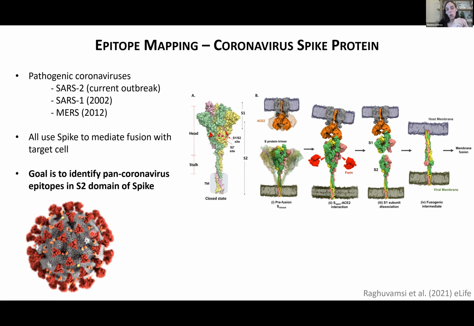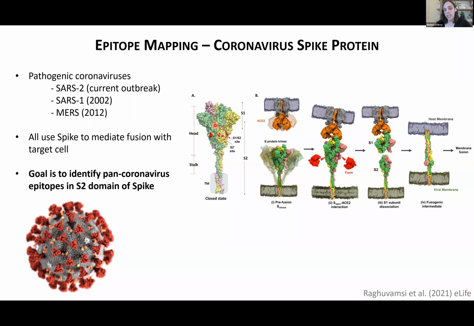In order to do this, we targeted the spike protein because all of these coronaviruses use the spike protein to mediate fusion with their target cell. The spike protein is shown here in panel A. It is a trimer, a homotrimer. It has an S1 and an S2 domain, and the S1 domain is cleaved from the S2 domain following S1's interaction with the ACE2 receptor. Once this cleavage occurs, the S2 domain undergoes a conformational change and then mediates fusion with the target cell. All of the coronaviruses have this spike protein.